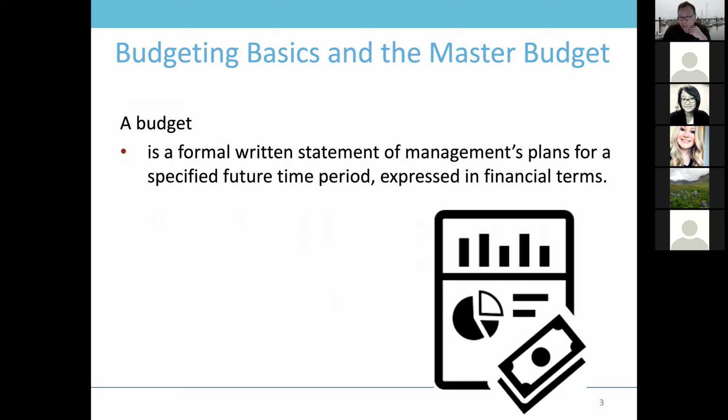Okay, so what is a budget? A budget is a formal written statement of management's plan for a specific future time period, expressed in financial terms. So it could be 1 month, a quarter, or a year. How much money do you think you can make? How much is it going to cost you to run the business? So you're going to have dollar numbers on the budget.